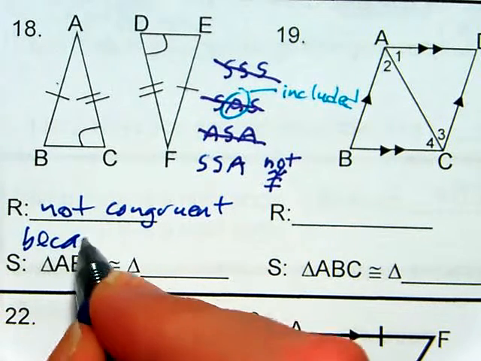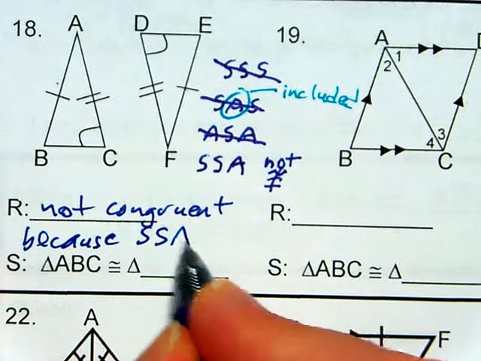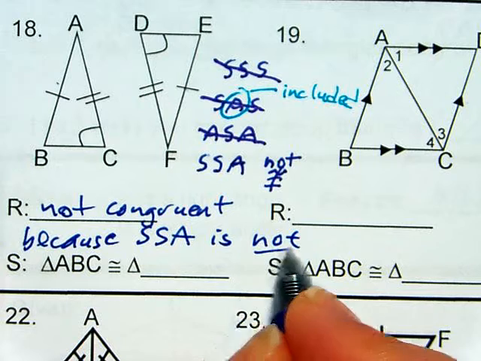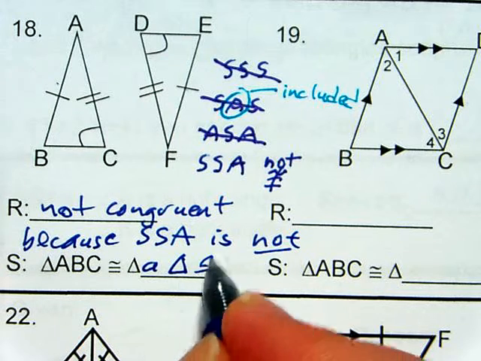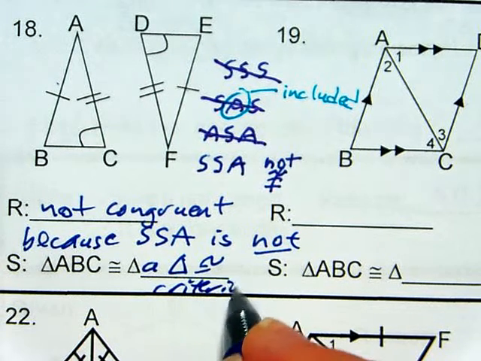So we have to say somewhere in here, not congruent, because side, side, angle is not a triangle congruence criteria. Okay.